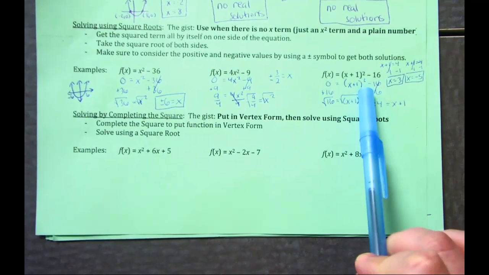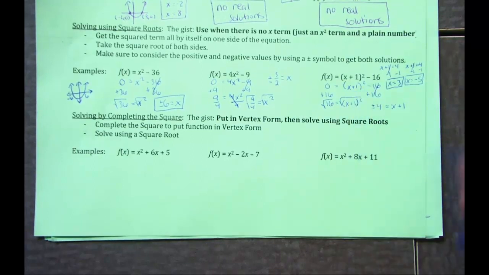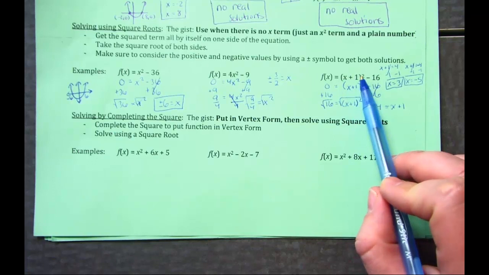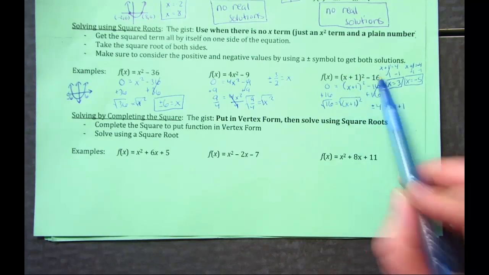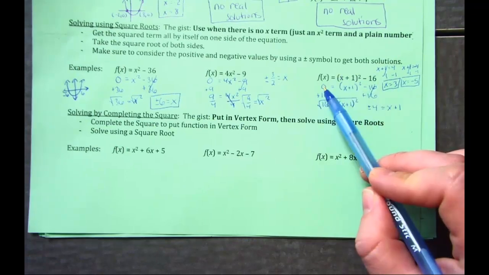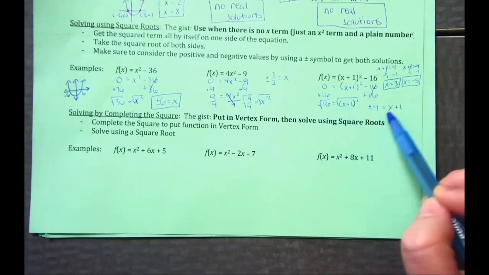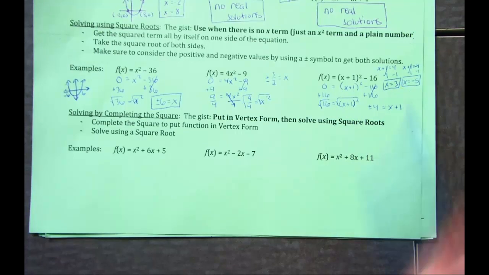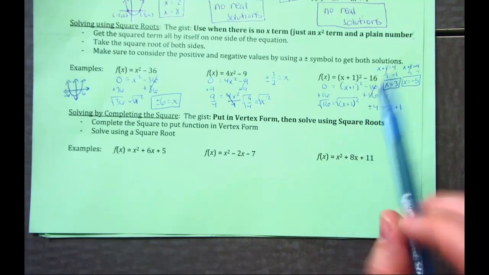If you notice, this last equation up here in the solving using square roots section is actually an equation in vertex form. You have like x minus h squared plus k. So if we can get it in vertex form, we can set it equal to 0, get the k over on the other side, and then square root both sides to get our two equations that lead to our two answers. So if we can get the equation in vertex form, we can use square roots.